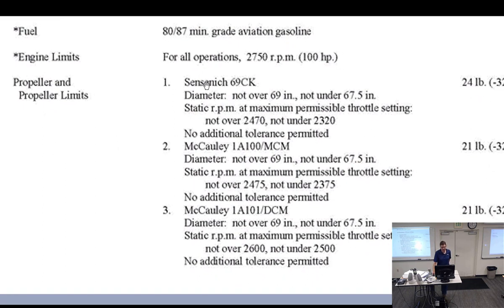All right, so here's some different propellers. Now I could have prop 1, 2, or 3 on here. Prop number 1 is a Cessnik 69CK. So what's my diameter going to be on that one? Not over 69 inches, not under 67. So they're telling me that the model I want is a 69 inch.